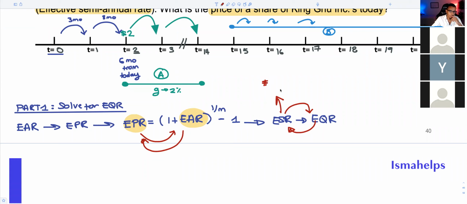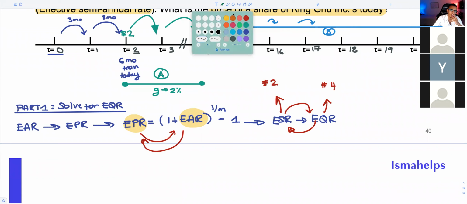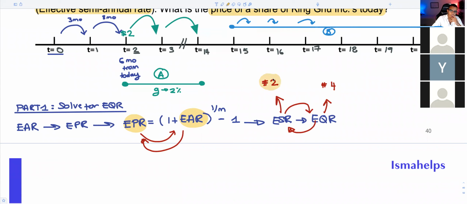Somebody tell me. We're compounding twice per year. If we have an effective quarterly rate, how many times are we compounding per year? We're compounding 4 times per year. Okay, that's very interesting. Now, how many more times are we compounding from an effective semi-annual rate to an effective quarterly rate? 2 more times.